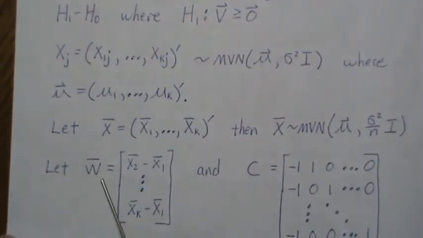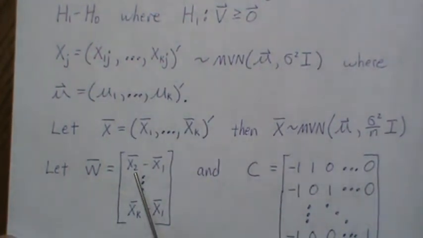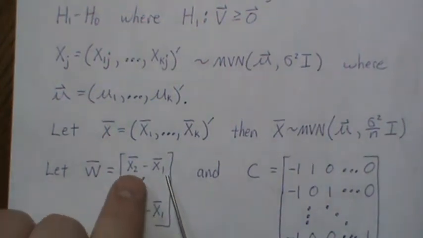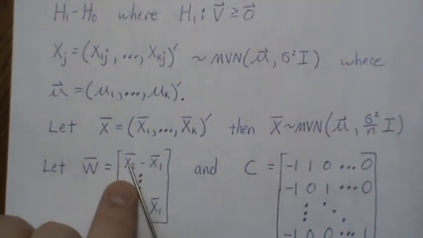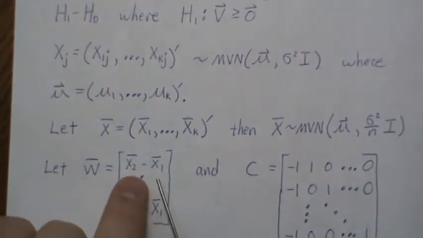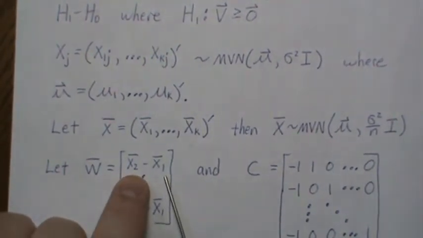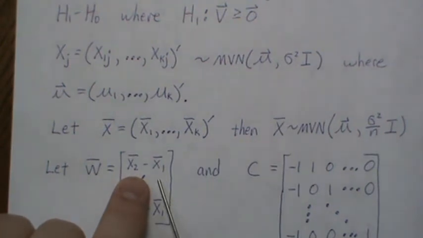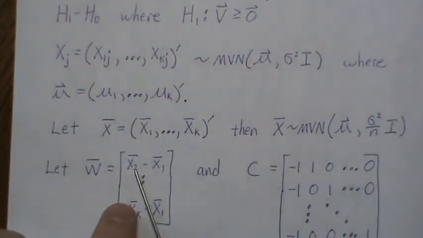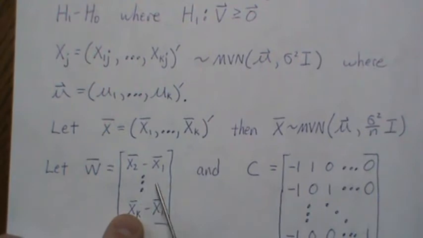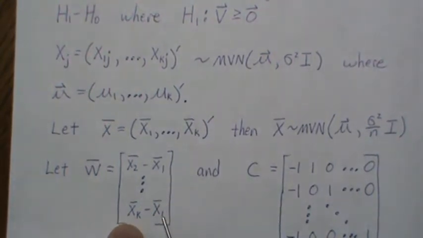And then we develop a test statistic, which is the difference of the components. So the mean of treatment two minus the mean of treatment one, all the way to the mean of treatment K minus the mean of treatment one. So these are the sample means. And if any component here is highly positive, then that's evidence that that particular treatment is a lot better than the control.